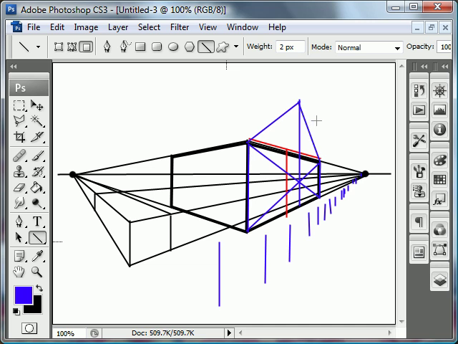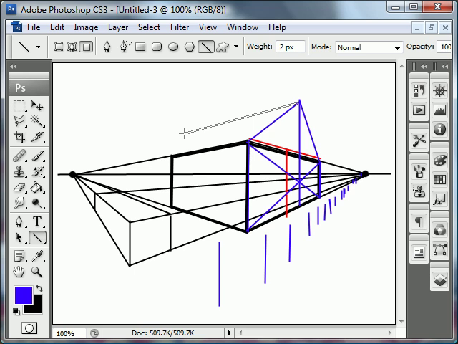Okay, so that will establish the peak of your roof, and then the triangle comes down to the corners from that peak. Now these edges of the triangle do not go to a vanishing point because they are not parallel to anything else, so they do not need a vanishing point. However, the top edge of the roof does need a vanishing point.